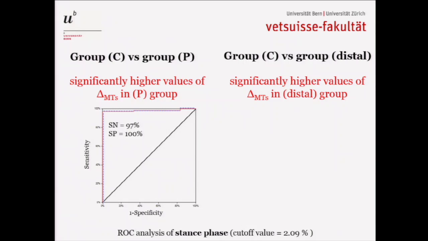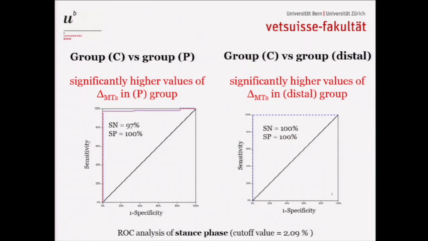The second case compares the control group to the distal group. All the variables were significantly different. We have a higher value of the difference across the limbs in the distal group compared to the control group. And if we set the same cutoff value for the stance phase, we have a sensitivity and specificity of 100%.